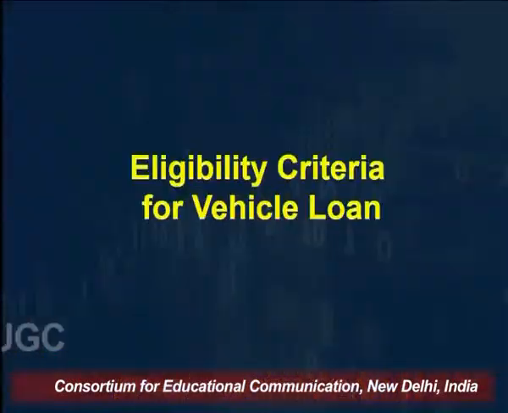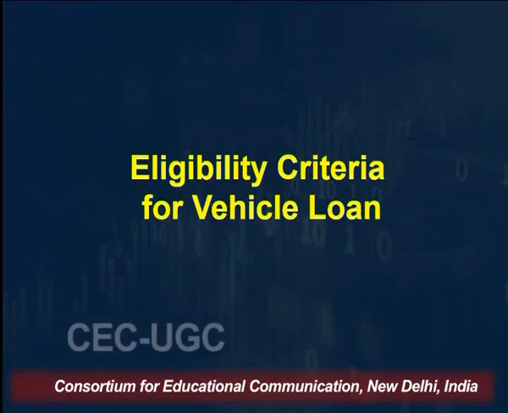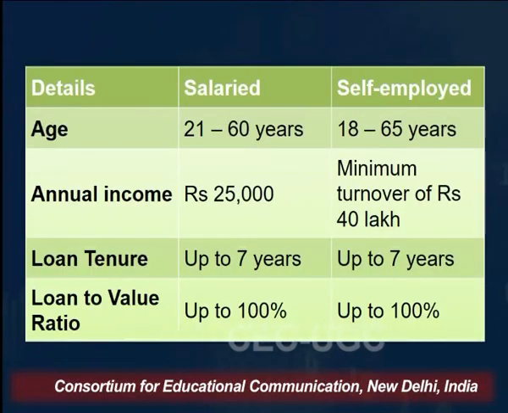Now, as we had the eligibility for the personal loans, we have the eligibility criteria for the vehicle loans also. In case of age, the age in which you can take up the loan is 21 to 60 years, and if you are self-employed, it is from 18 to 65 years of age. So mind it, if your age is more than 60 in case of salaried and more than 65 in case of self-employed, it is very difficult to get a loan.